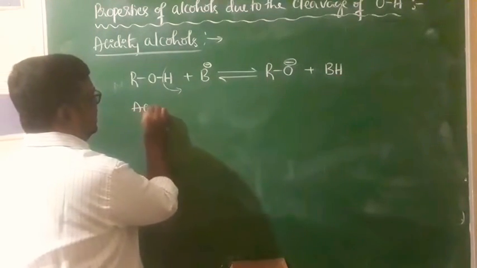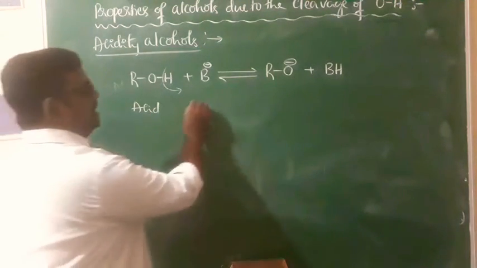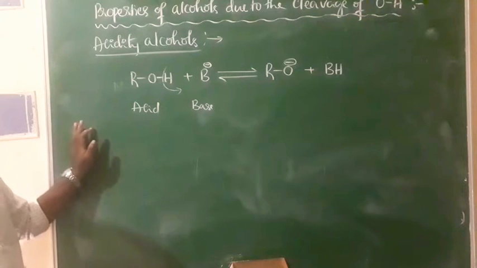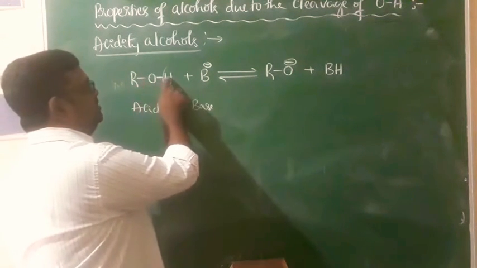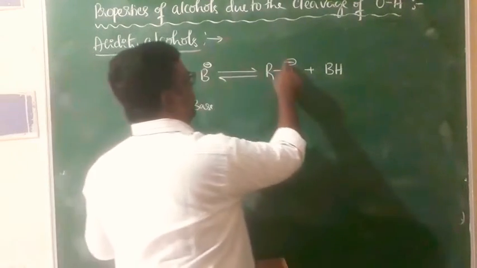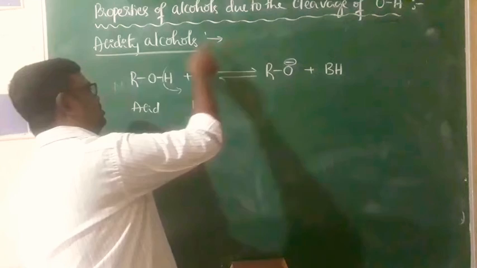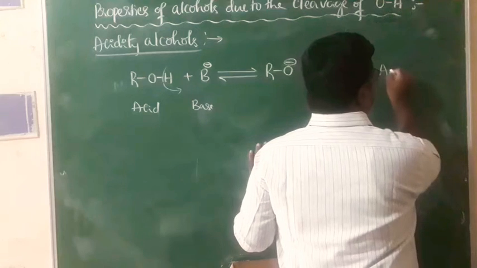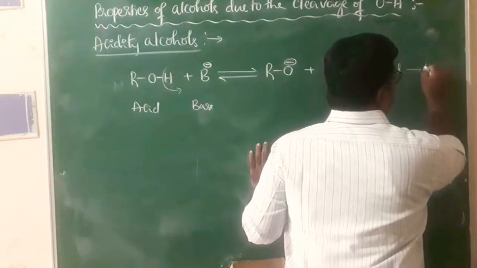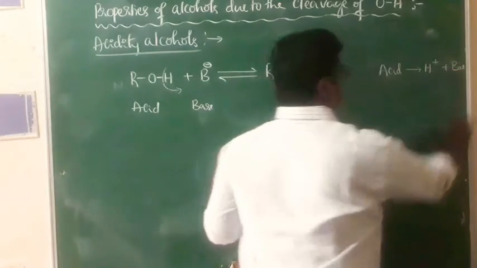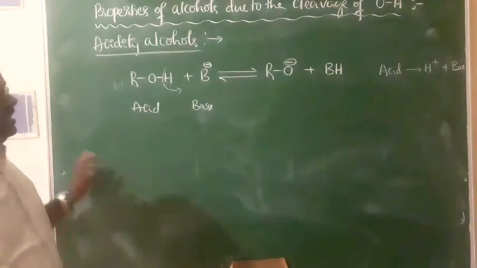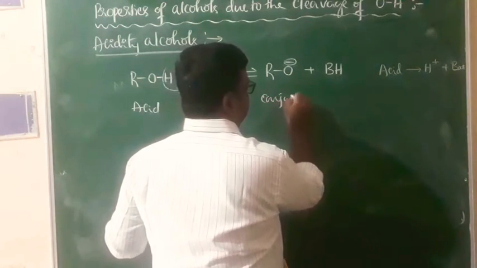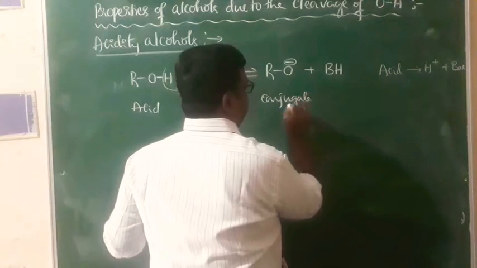Now this alcohol is acting like an acid, B minus is acting like a base, right? And of course, after losing H plus, ROH is converted to RO minus. That is, RO minus is the conjugate of the acid. I know that in Bronsted acid-base reactions, an acid after losing H plus gets converted to a base. Therefore, ROH after losing H plus gets converted to the conjugate base, and this is what we call the conjugate base, right?